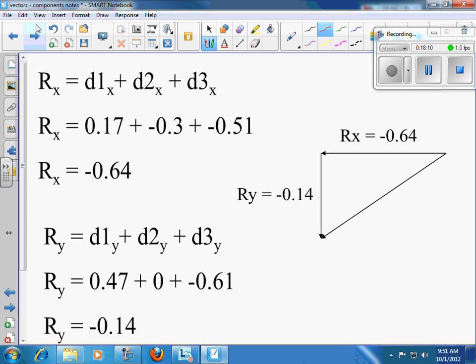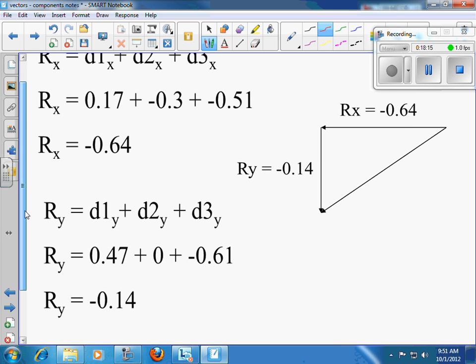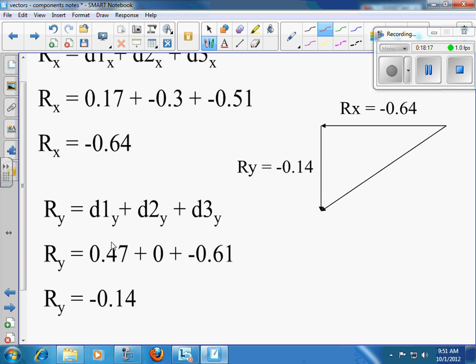You add all the x's together, call it Rx. You add all the y's together, call it Ry. And what do you get? You get the components of the resultant, the components of the answer. So basically, you take the vectors, you pull them apart, and then put them back together again. You then draw this picture here. Rx is minus 0.64. Ry is minus 0.14.